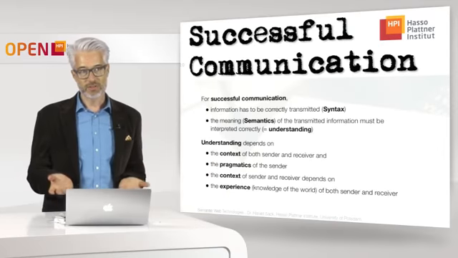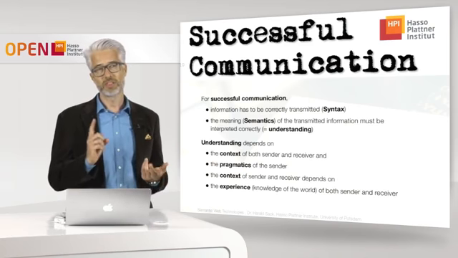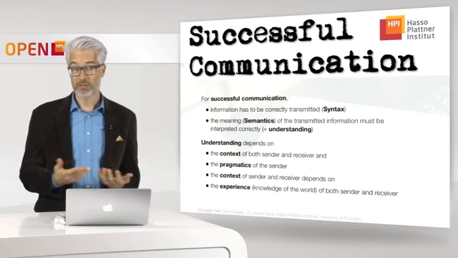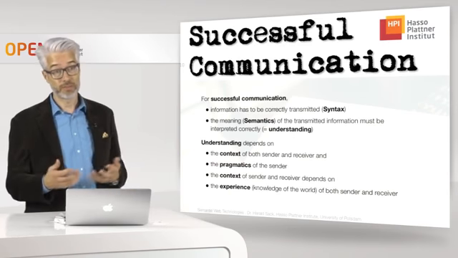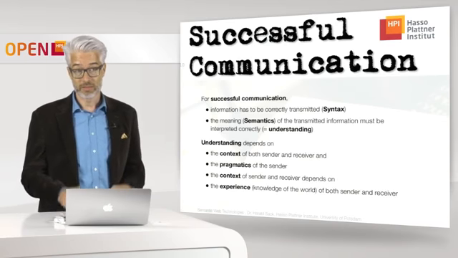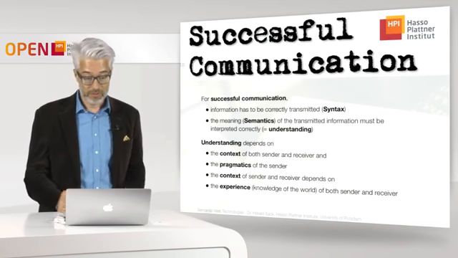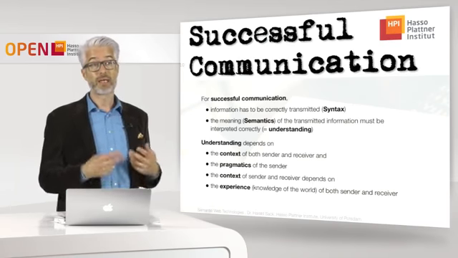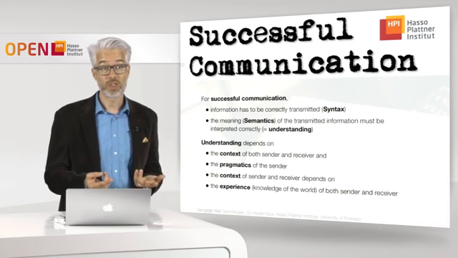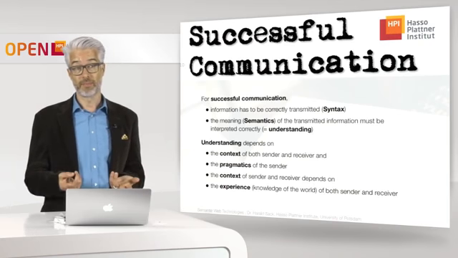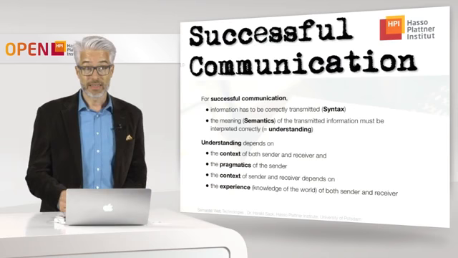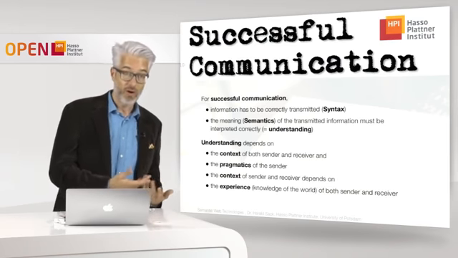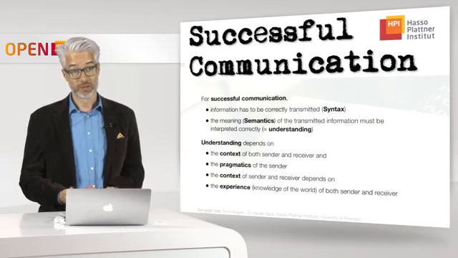So for successful communication, first information has to be transmitted correctly, so the syntax has to be checked. If you have errors in the syntax, then possibly also the meaning will have errors. So this is, of course, a problem. And then, if you have transmitted the message correctly, you have to check the semantics. So the meaning of the transmitted information must be interpreted correctly. Understanding in that sense means correct interpretation of the semantics of the transmitted message.